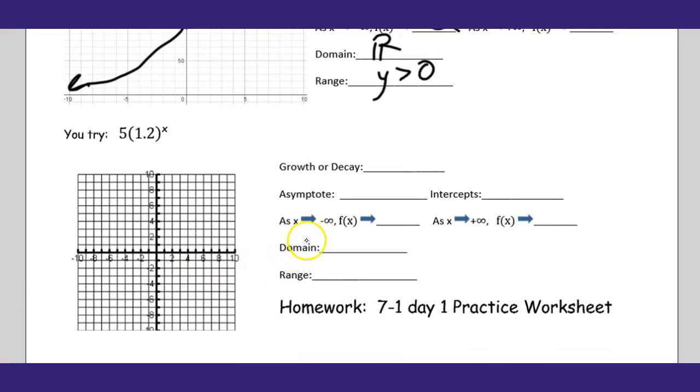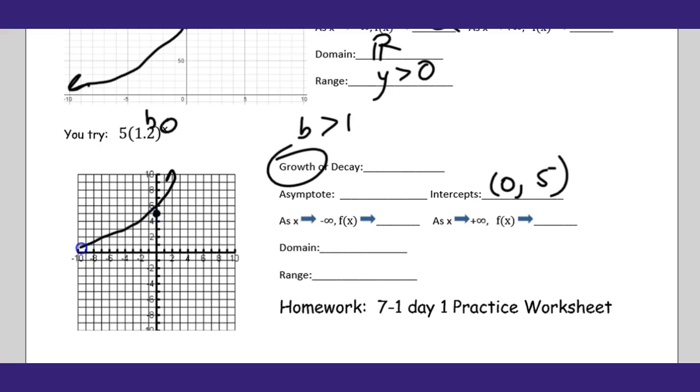And lastly, right here, a try-it problem. 1.2 is the b value, which is greater than 1. So it's a growth. All right. And then for my intercept, remember x is 0. So it's going to be 0, 5. Just plug that 0 in right there. 1.2 to the 0 is 1. 1 times 5 is 5. So 0, 5 is going up. It's a growth.